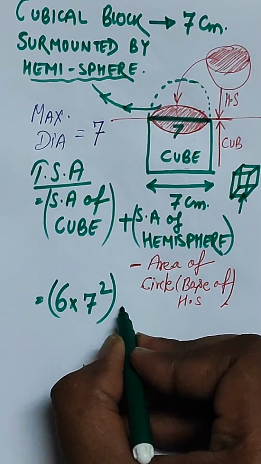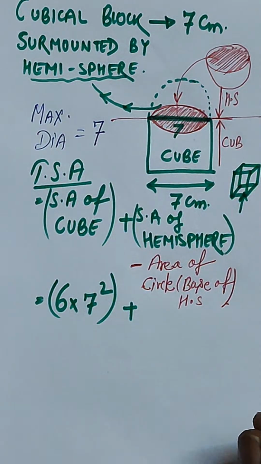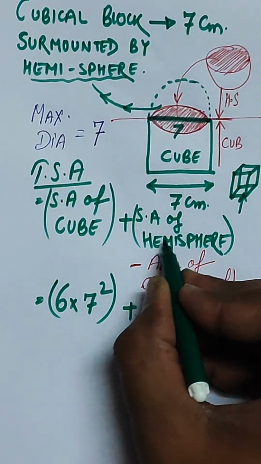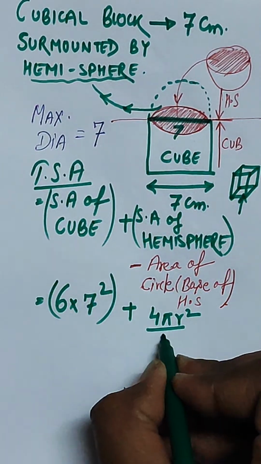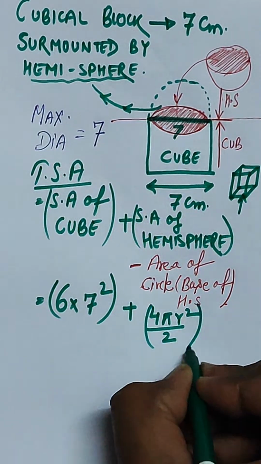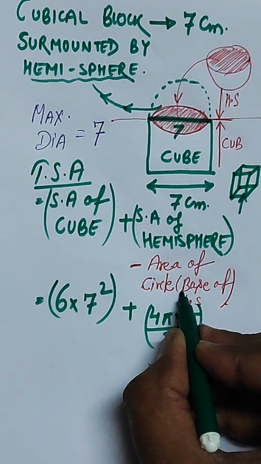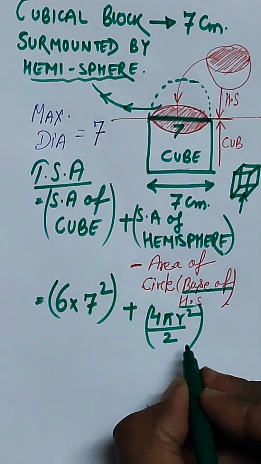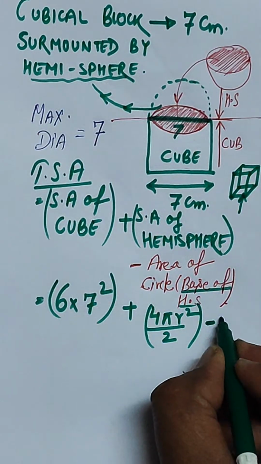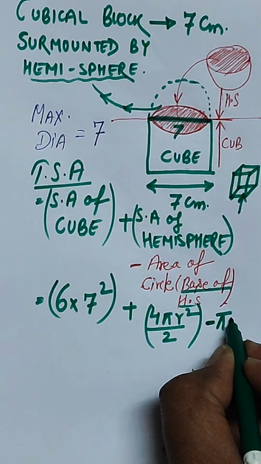Now the surface area of the hemisphere. What is the total surface area of a sphere? It's 4 pi r square, right? You remember. So the surface area of the hemisphere will be equal to 4 pi r square divided by 2, which is equal to 2 pi r square, right? And the area of the circle, which is the base of the hemisphere, which we spoke about, needs to be removed. So that means minus pi into r square, right?